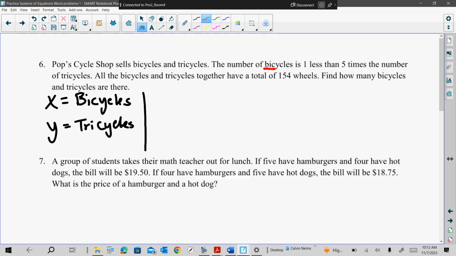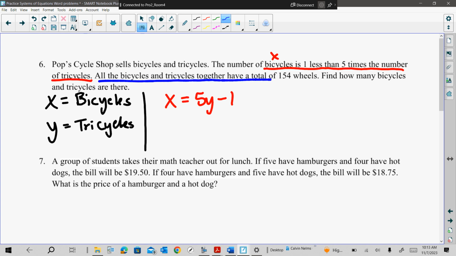The number of bicycles is one less than 5 times the number of tricycles. Since bicycles are x, one less than 5 times the tricycles, that would be 5y minus 1. That's our first sentence. The second sentence, all the bicycles and tricycles together total 154 wheels. So x plus y equals 154.